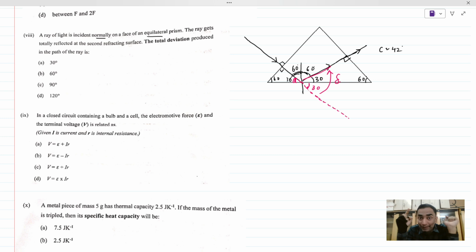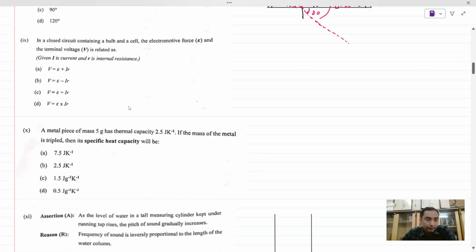Angle of deviation is the angle between the extended incident ray and the emergent ray, right? So this angle turns out to be 60 degrees. And I should be more specific, it is in the anti-clockwise direction, but we are not supposed to worry. B option is the right answer.